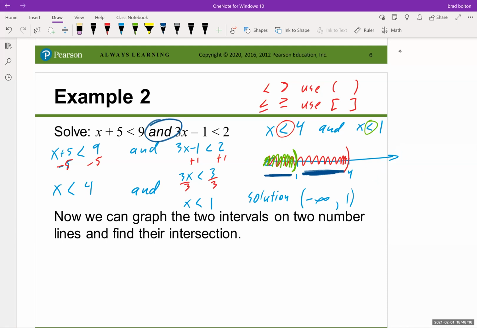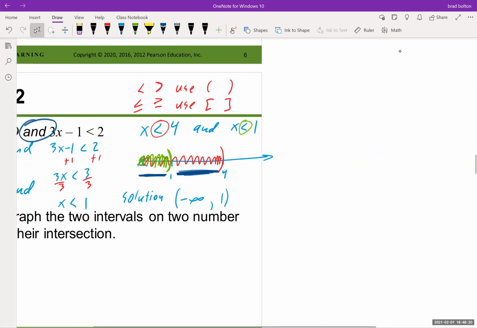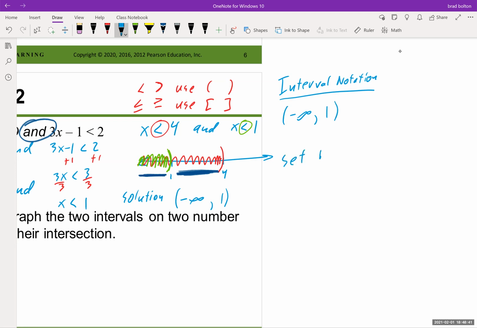So the thing is, this is called interval notation. So let me come over here a little bit. Sorry about that. So interval notation uses parentheses and brackets, okay? And you always start with the smallest value on the left. So this will be negative infinity to 1, okay? Now I'm going to answer this question using set builder.